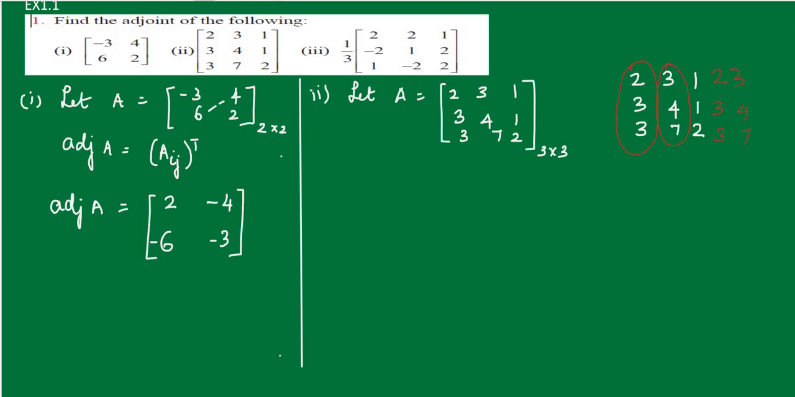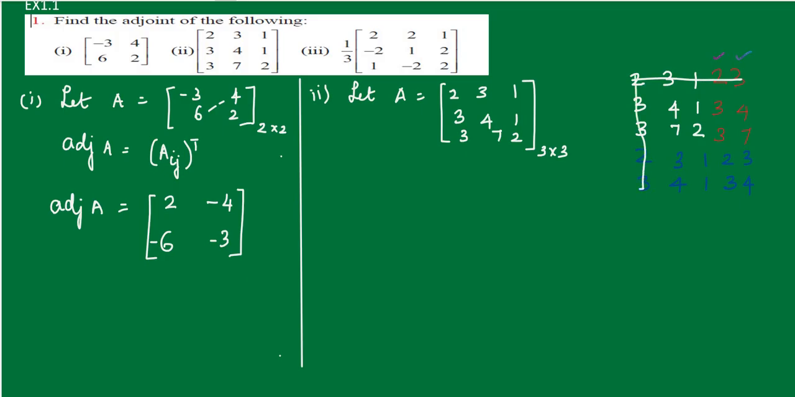First step, we have repeated the first 2 columns. Now we repeat the first 2 rows. First row 2, 3, 1, 2, 3. Second row 3, 4, 1, 3, 4. Now to find the shortcut, I am going to strike out the first row and the first column.